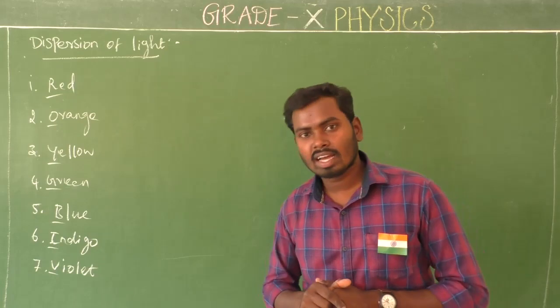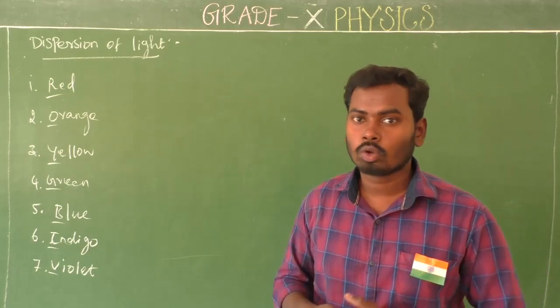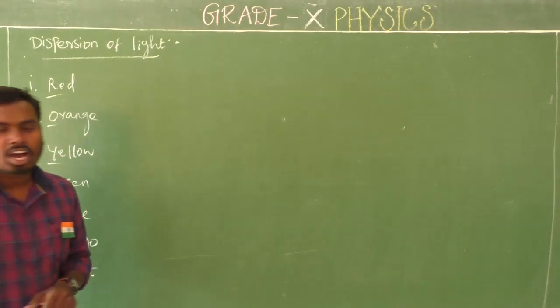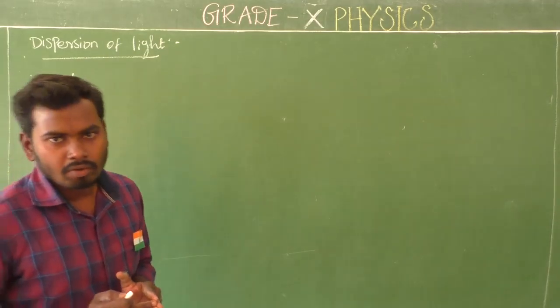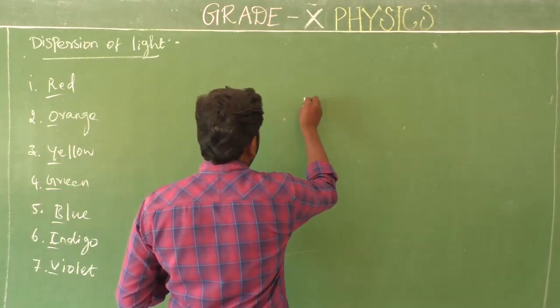Next, we will see what is that? Dispersion of light. Very important as well as interesting one. We will look at what happens. Okay? Yes. Next we will see what is that? Dispersion of light. Okay? Yes. Consider a glass prism. Okay, for this experiment we are going to take a glass prism.